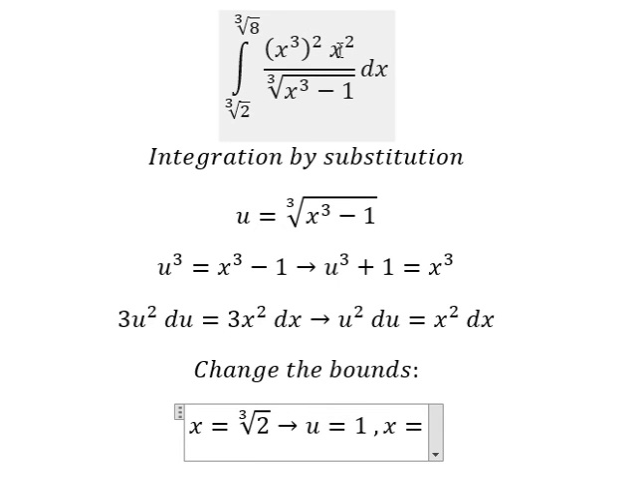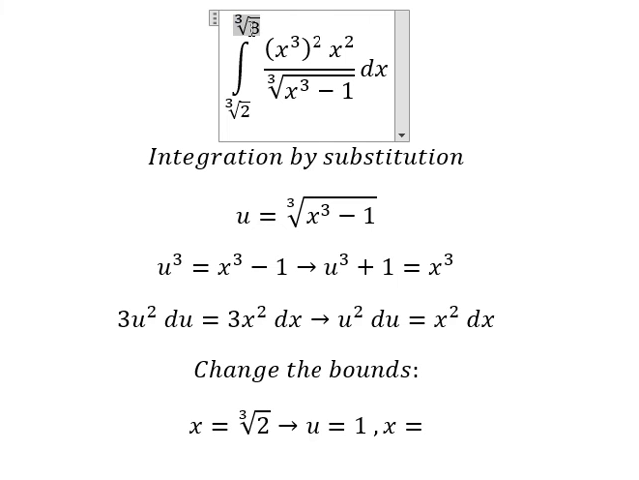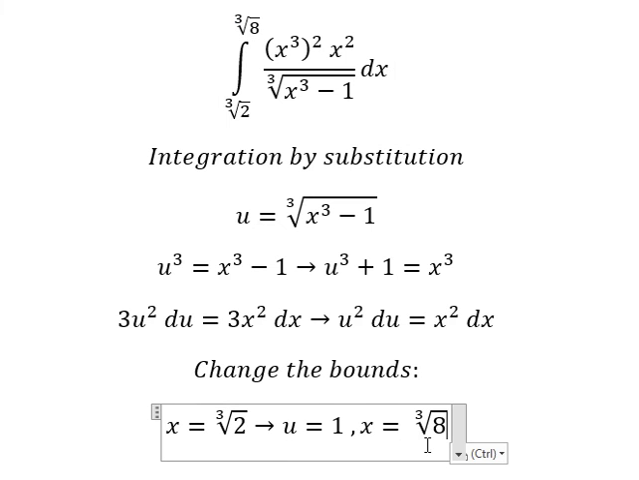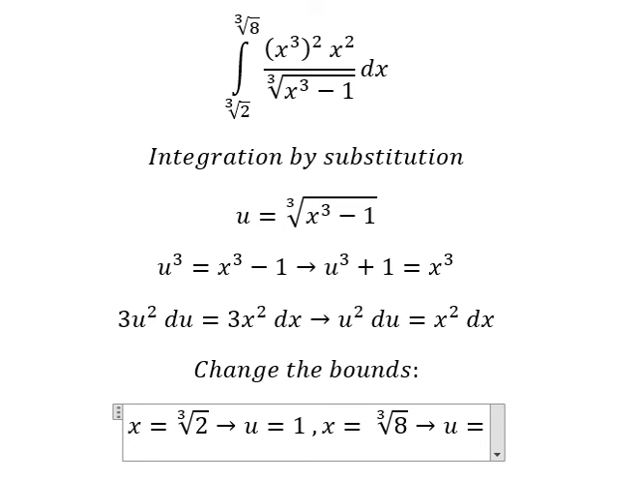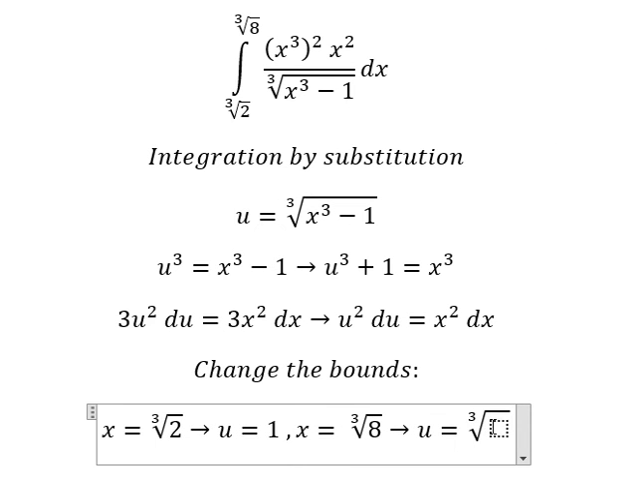When s equals to the cubic root of number 8, we put this one go in here. So we have number 8 minus 1 and you got 7. So u equals to the cubic root of number 7 in here.